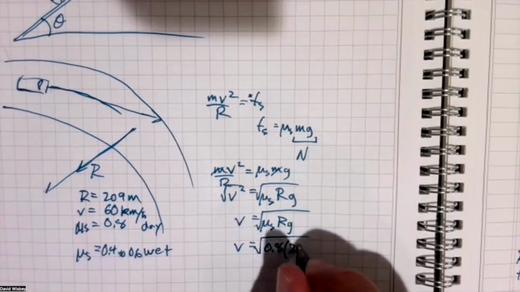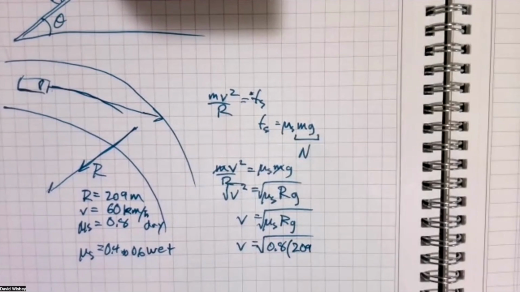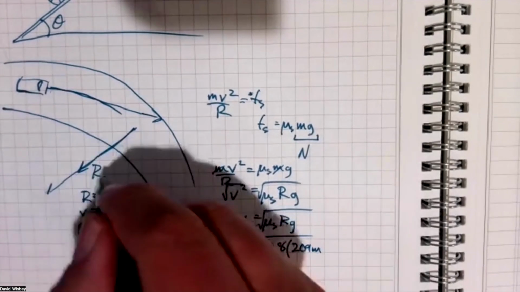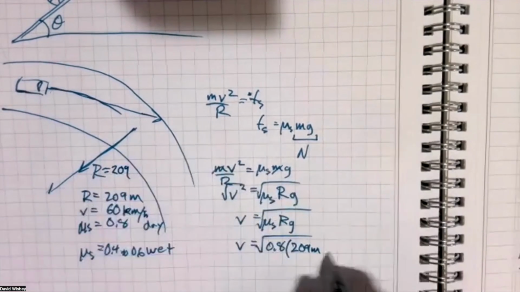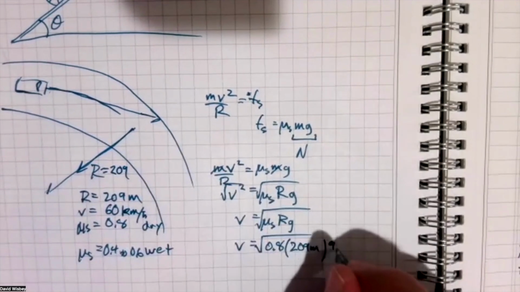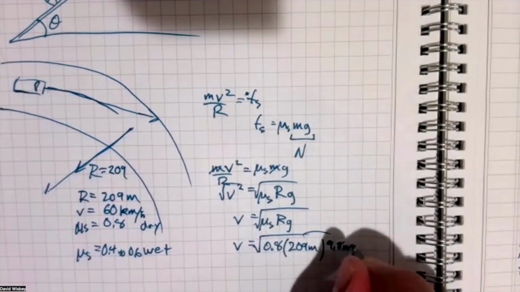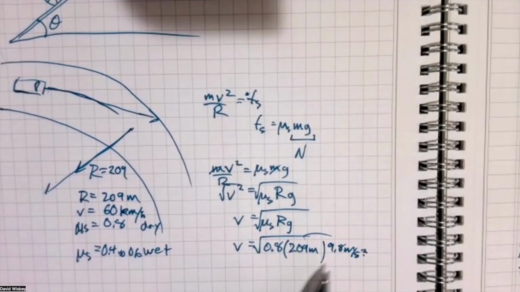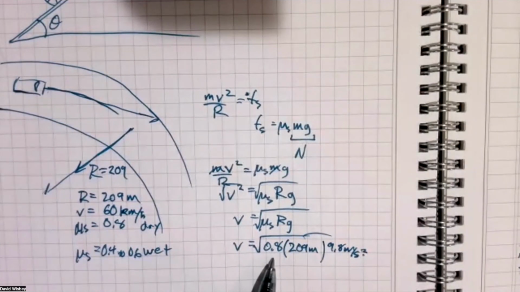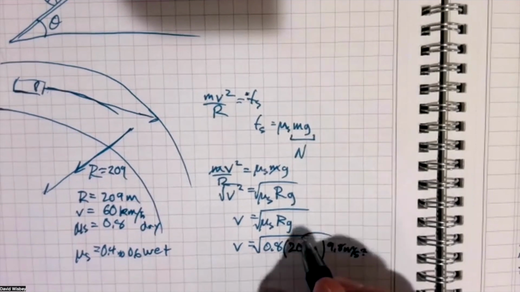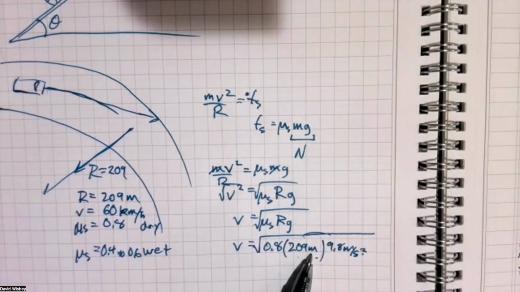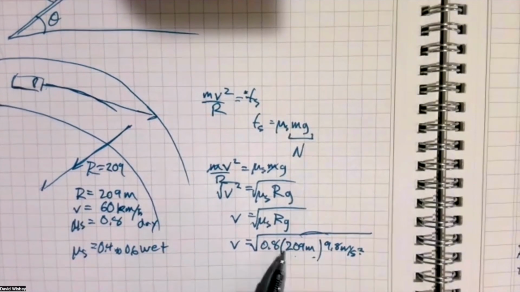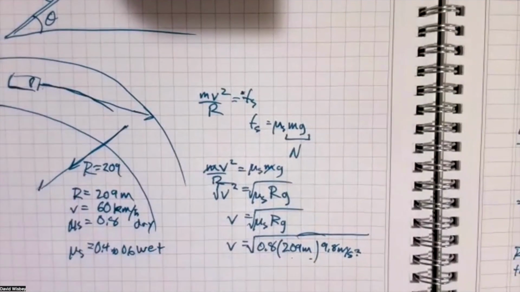This will be 209 meters. That's the radius of our curve here. And then, of course, gravity is 9.8 meters per second squared. Okay. And the coefficient of kinetic friction does not have any units. And so when we take the square root of this, inside of our radical here, we'll have m squared over s squared. And so when we take the square root of that, we end up with meters per second.